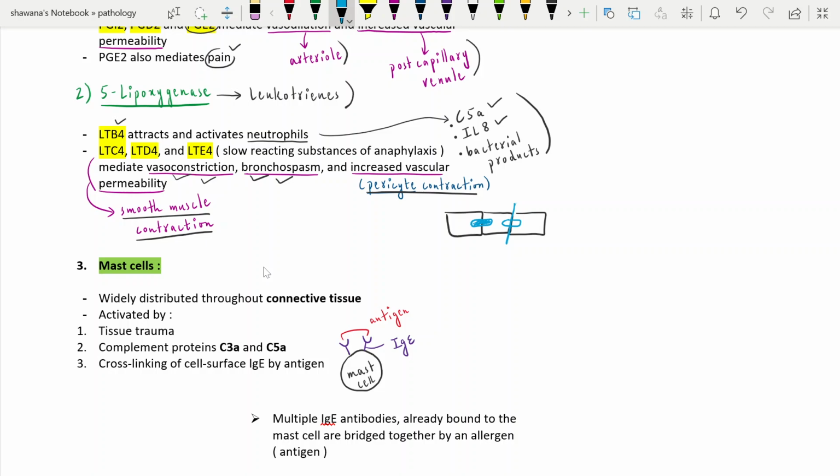These are the substances of anaphylaxis. Anaphylaxis is a type 1 hypersensitivity condition in which there is bronchospasm, vasoconstriction and increased vascular permeability. So these three are also reacting substances of anaphylaxis. Okay, we have discussed two mediators: first, toll-like receptors, second, arachidonic acid, and then mast cells.